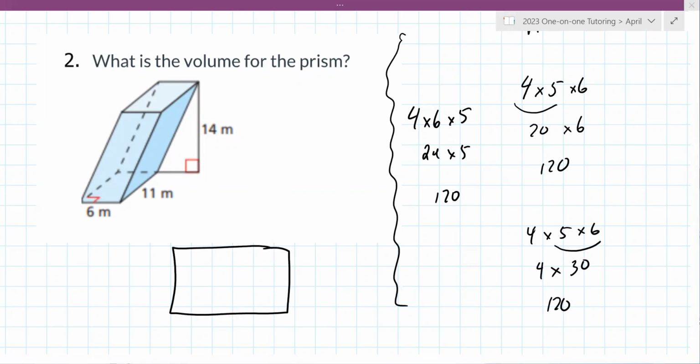66, 924, meters cubed. Okay. 924 meters cubed. I didn't check that, I'll just take your word for it.